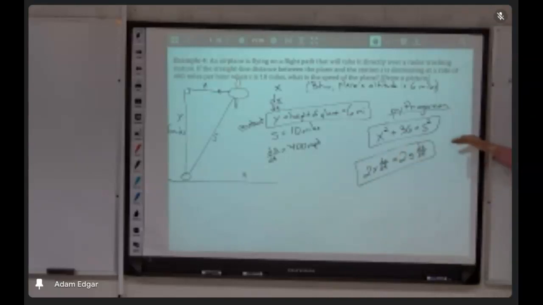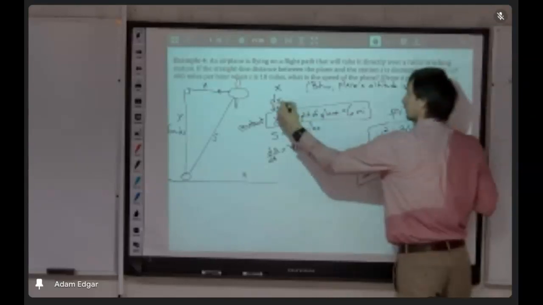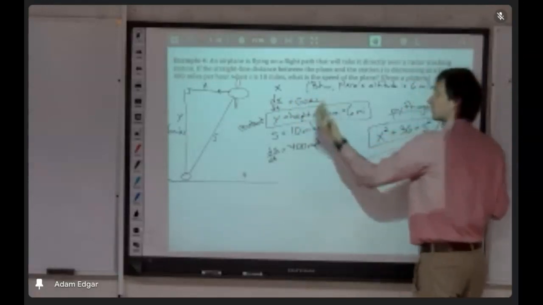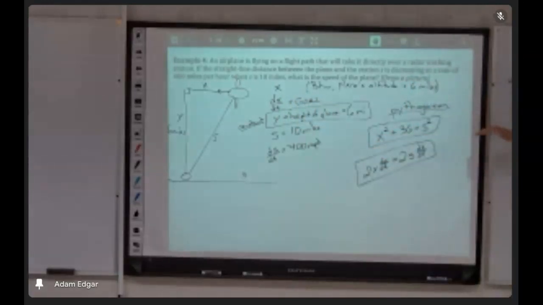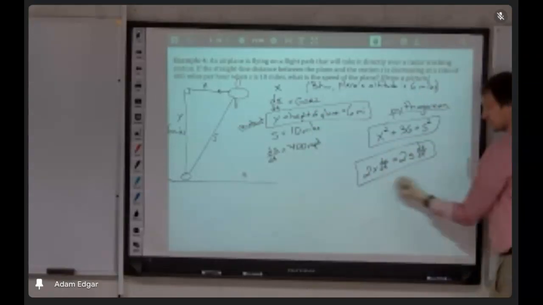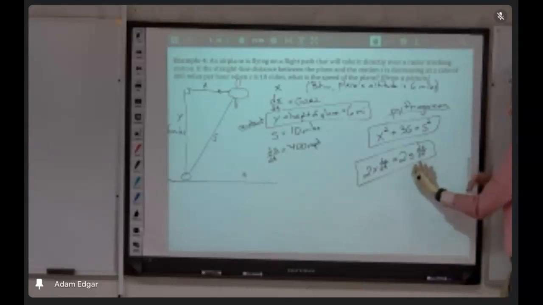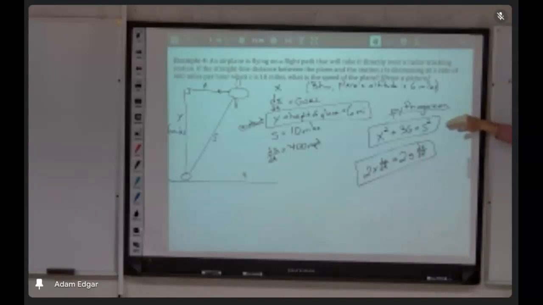And so now you have these 2 equations. Our goal is to find out dx dt. We want to find the speed of the plane. That's how fast it's moving horizontally. So we'll fill stuff in down here, and if there's a piece of information that's missing, we'll go back up to the Pythagorean theorem, solve that, and bring it back down here.